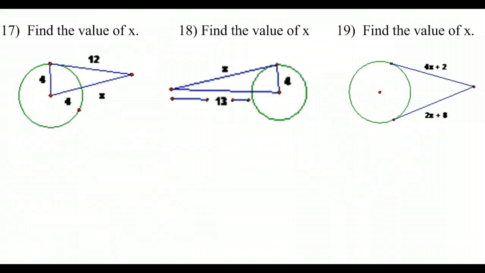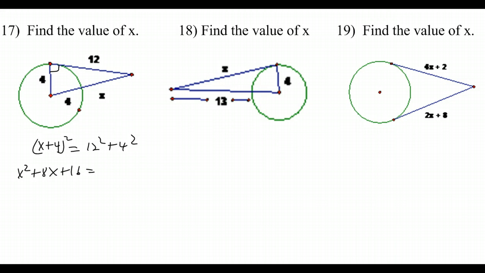Find the value of x in here. Well, we know that if this is a tangent line, that has to be a right triangle, and so x plus 4 squared is equal to 12 squared plus 4 squared. So that is x squared plus 8x plus 16 is equal to 144 plus 16. So we can subtract the 16 off of each side. X squared plus 8x minus 144 is equal to 0.